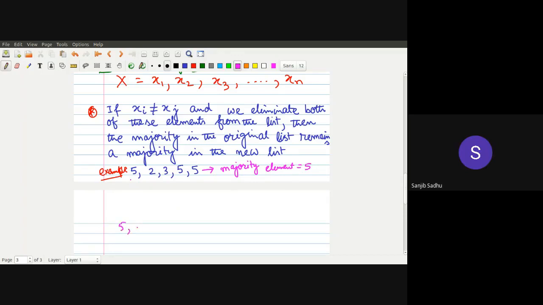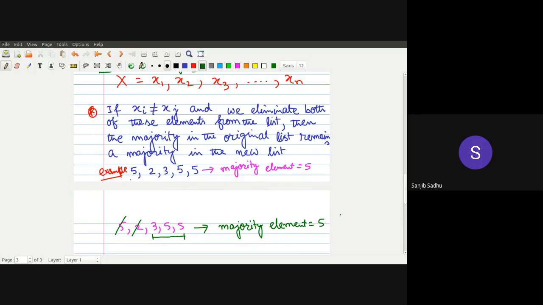Fine. Now I am writing 5, 2, 3, 5, 5. Now 5 is not equal to 2, so cut it. What is the list? 3, 5, 5. What is the majority element in the new list? 5. So you see the observation: if xi is not equal to xj and we eliminate both these elements from the list, then the majority element in the original list remains a majority.